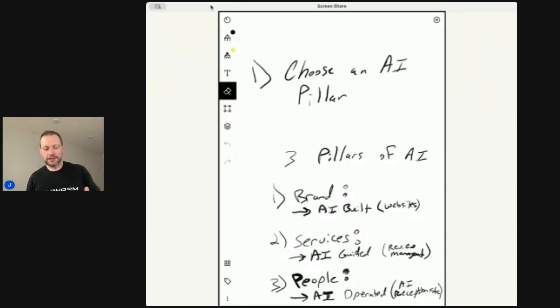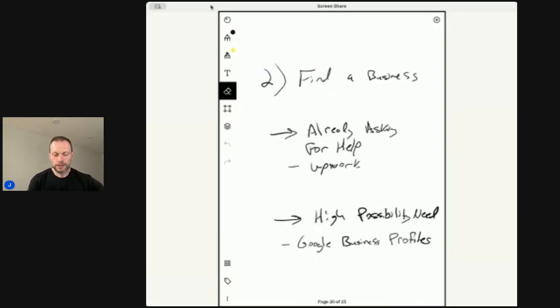So bottom line is, if I want to start making money with AI, it's a matter of picking a pillar to get started with. What am I going to offer these businesses? Then I want to find a business that I can sell my service or product to. There are 2 places where I can go and find businesses that I can easily offer my AI services to. We talk about this a lot.